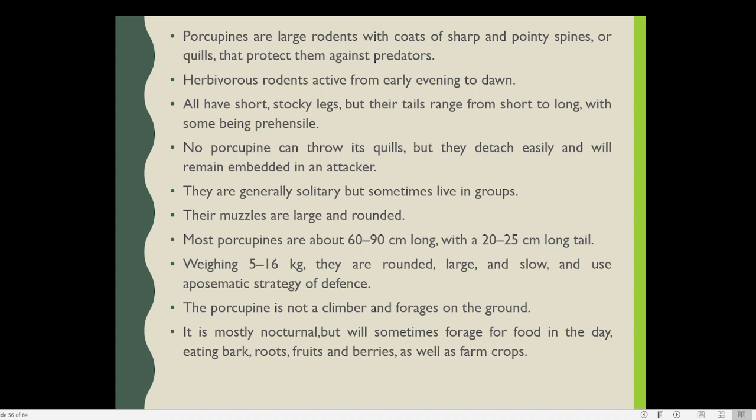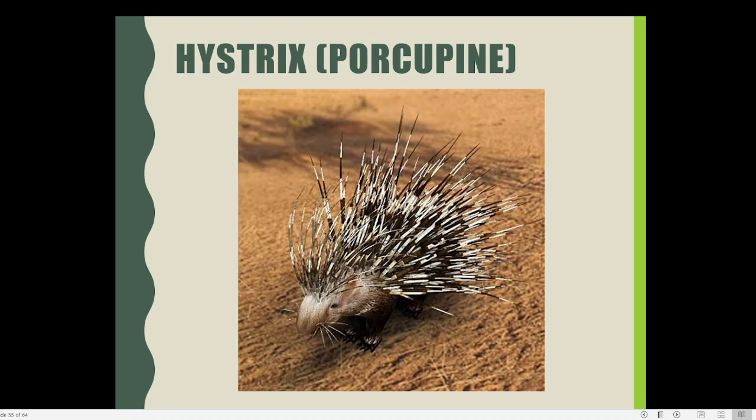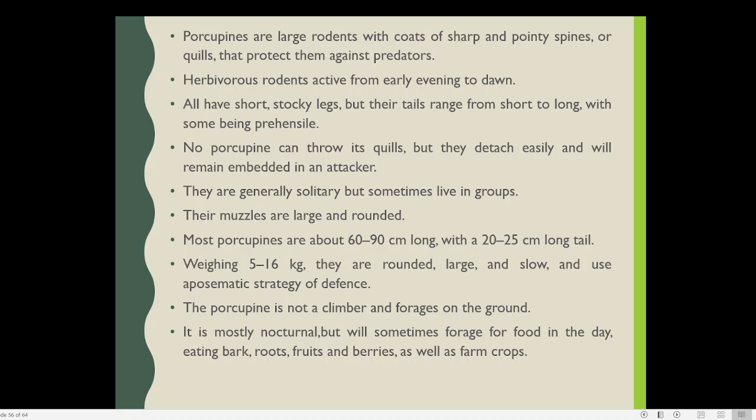But their tail ranges from short to long, with some being prehensile. The tail in some of the porcupines is prehensile. Prehensile means we can hold like this. That is the nature of the prehensile tail.